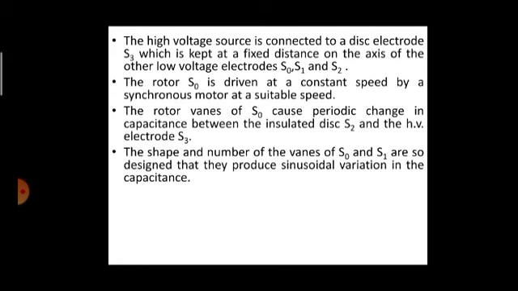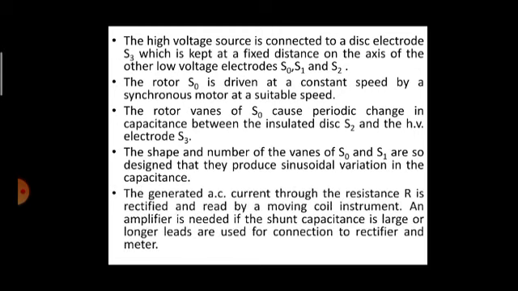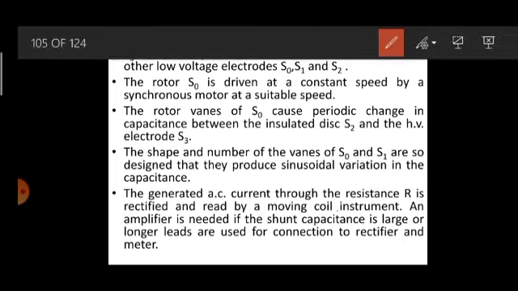Now the shape and the number of vanes of S0 and S1 are so designed that they produce a sinusoidal variation in the capacitance. The generated AC current through the resistance R is rectified and read by a moving coil instrument.